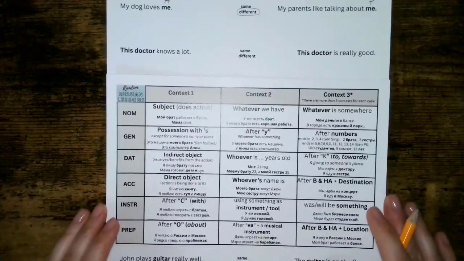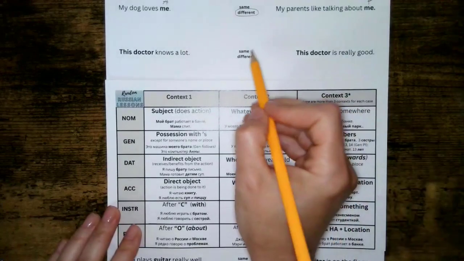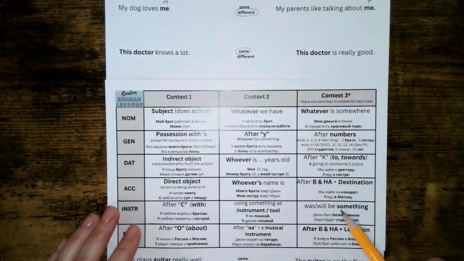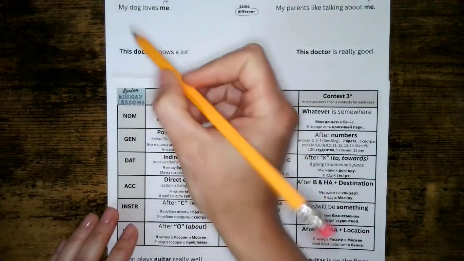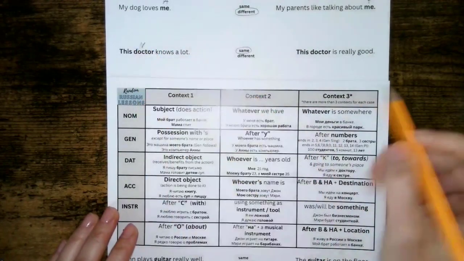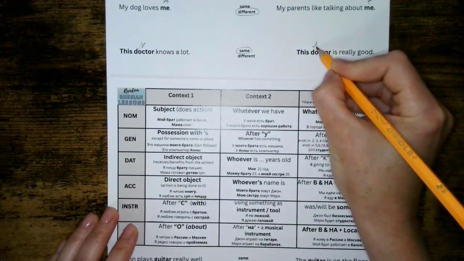This doctor knows a lot. This doctor is really good. This is the same case. That's the nominative case because who knows a lot? This doctor does. Who is really good? This doctor is.